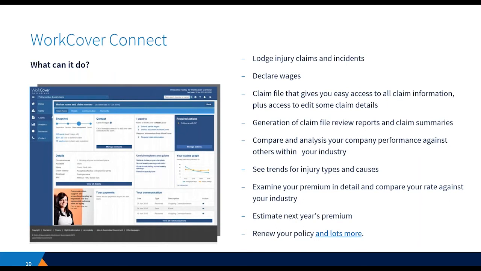The injury data that we have presented comes from the claim information located in WorkCover Connect. You have the ability to look at the trends for your claims through the analytics function. The performance of your workplace can also be compared to how your industry is performing. You can also use it to easily lodge claims, declare wages, and view your premium.